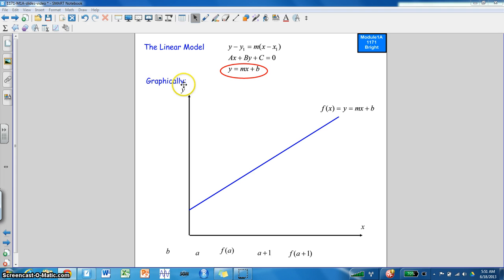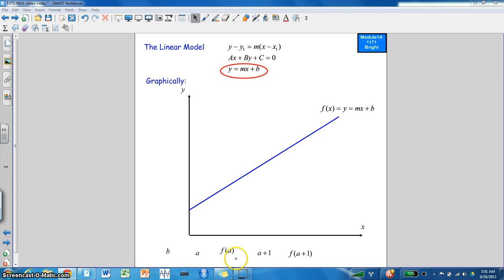Okay, so I want to take a minute and explain what y equals mx plus b looks like graphically. Of course we can obtain a line, and that line is going to represent a function of x, which we can identify as y, and that we have identified to be mx plus b.